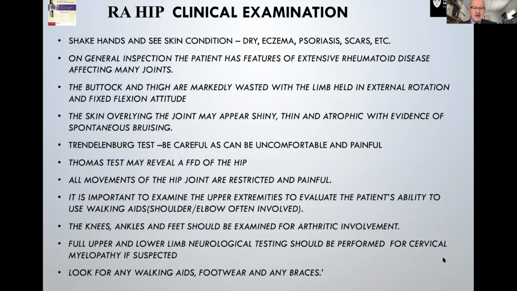It's important to examine the upper extremities to evaluate the patient's ability to use a walking aid. The shoulder and elbows are often involved in rheumatoid disease. The knees, ankles, and feet should be examined for arthritic involvement. A full upper and lower limb neurological examination should be performed if you're suspecting cervical myelopathy, and look for any walking aids, footwear, or braces.